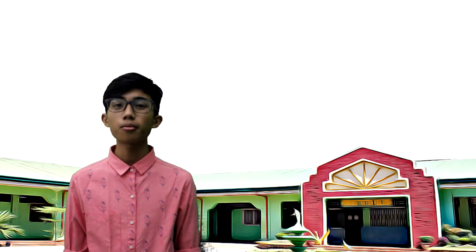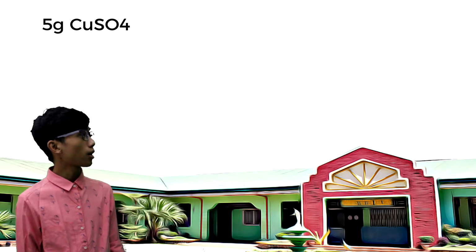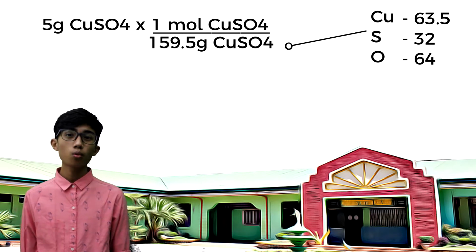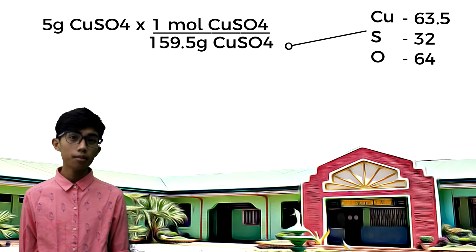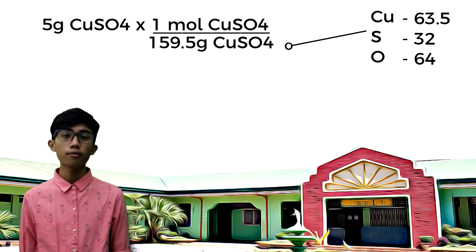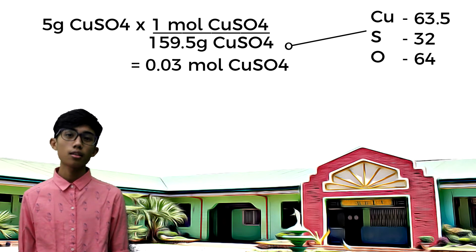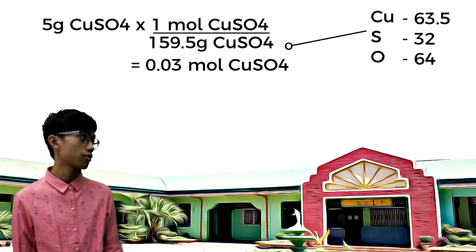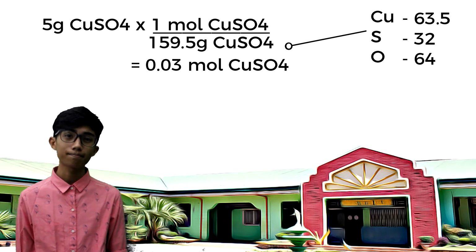What I want is 5 grams of copper 2 sulfate to be dissolved in 250 ml of water. So first, we need to plug into the formula. 5 grams of copper 2 sulfate multiplied by 1 mole of copper 2 sulfate divided by the molar mass of copper 2 sulfate, which gives us the number of moles, which is 0.03 moles of copper 2 sulfate.